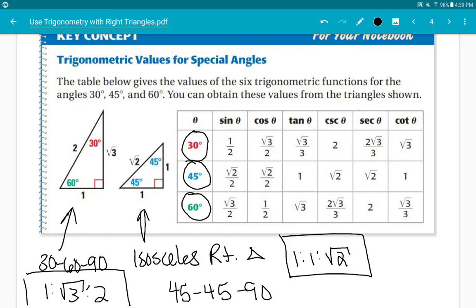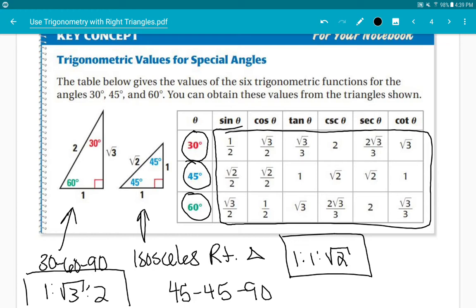And if you notice, 1, radical 3, 2, and 1, 1, radical 2, in this entire chart you see a lot of those values come up. Okay, you see a lot of 1s, you see a lot of radical 2s, you see a lot of radical 3s, right? So they're constantly coming up in some of the problems we're going to be working with.